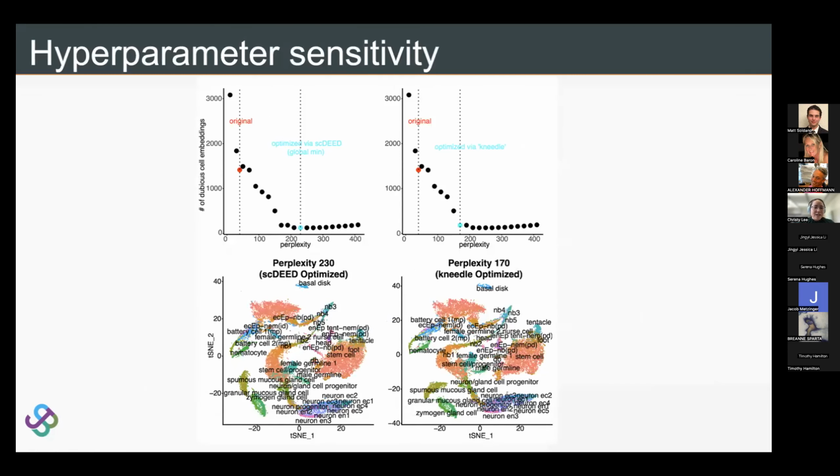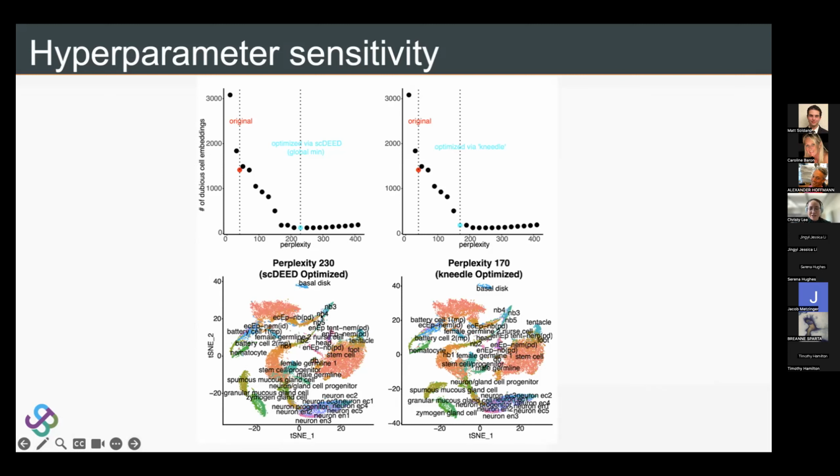We also took a look at the sensitivity of the hyperparameter. On the top, it's actually the same graph, the number of dubious cell embeddings found at different perplexities by scDEED. And so this is the original perplexity of 40. There are many ways to pick the critical point here. One is you could use just the global minimum, which is what we do with scDEED. But there are other methods to pick the critical point, like the needle method, which looks for the elbow point in a plot here. And that finds the optimal perplexity to be 170.